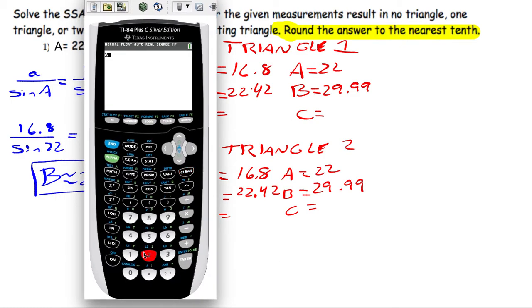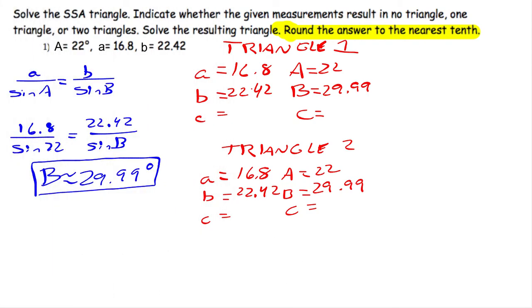Well, if I do 22 plus 29.99, I get this. If I do 180 minus that value, I get 28.01. So that's my first angle, right? I know that this could be 28.01. So C would be 128.01.